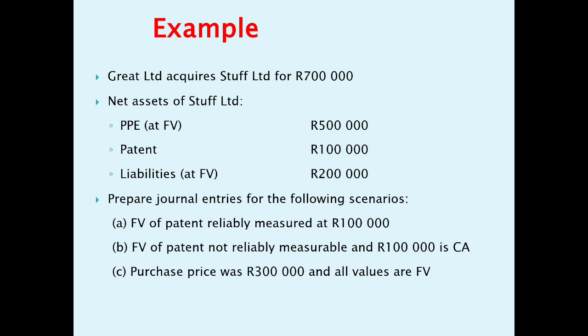Now, how do you record this journal entry? They've got everything over here. Think very carefully. You acquired this whole business for 700,000. So straight away, credit bank 700,000. But you're also going to credit liabilities. You'll debit patent, and you'll debit PPE.